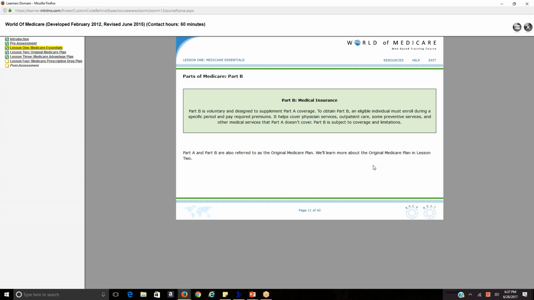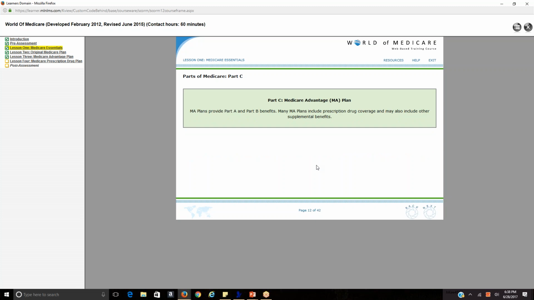And once you're signed up, then it helps to cover physician services, outpatient care, certain preventative services, and other medical services that Part A doesn't cover. Part B is subject to coverage and limitations. Part A and B are also referred to, as we've mentioned before, as the original Medicare plan. Now we'll learn more about the original Medicare plan in Lesson 2.